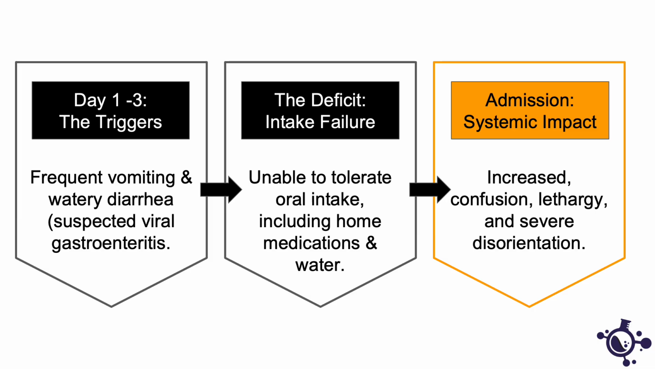So Miss Gertrude was brought to the emergency department by her daughter, and the daughter reports that her mother has had a stomach bug for the past 3 days with frequent vomiting and watery diarrhea. And she hasn't been able to tolerate any oral intake, including her home medications and water. And what's really troubling the daughter is that Miss Gertrude has increased confusion, lethargy, and she is severely disoriented as well, which is new for her.